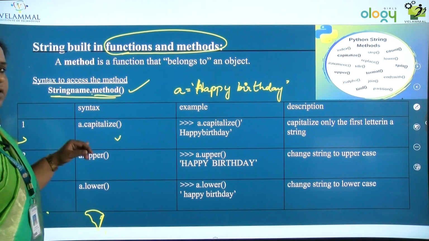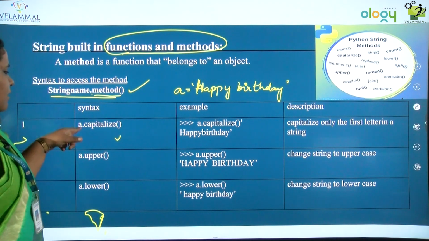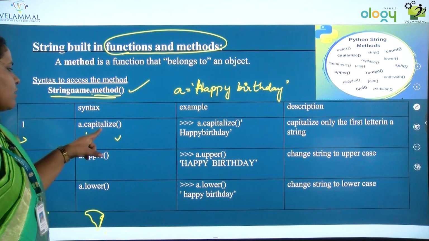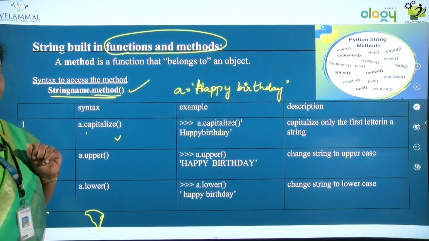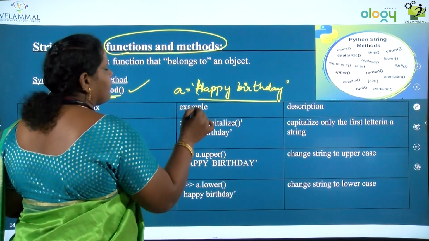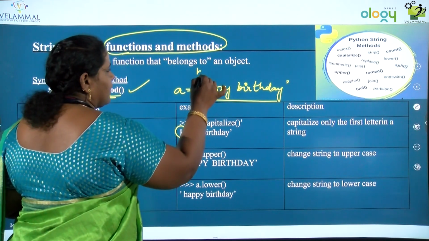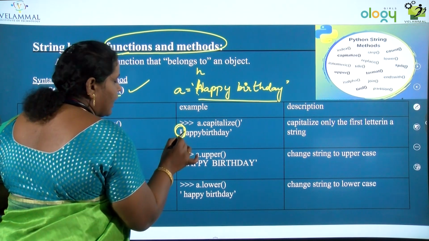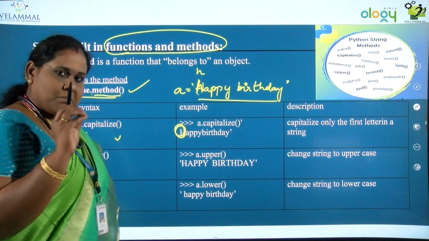As I told you before, the string name should come first. Here my string name is A, so A dot, and the method I'm going to use over here is capitalize. What is the use of capitalize? In the complete string, it is going to capitalize the first letter. Here I have given it in lowercase, but you can see it has been changed into uppercase. This is the format for using the capitalize method.